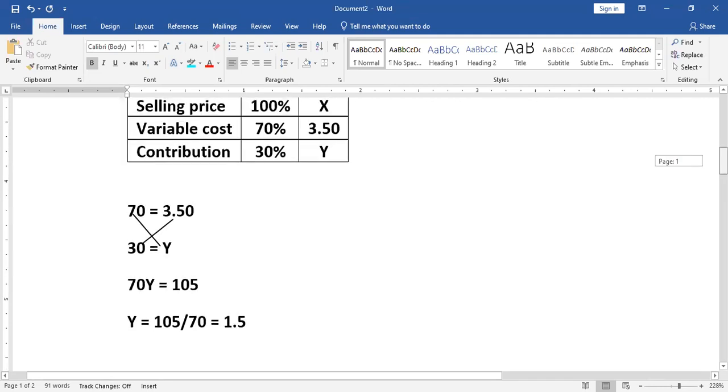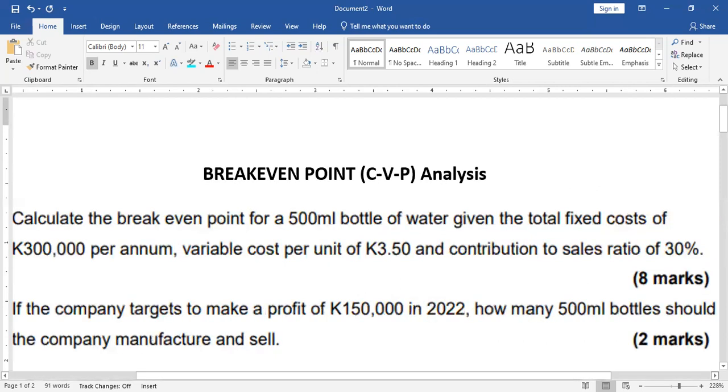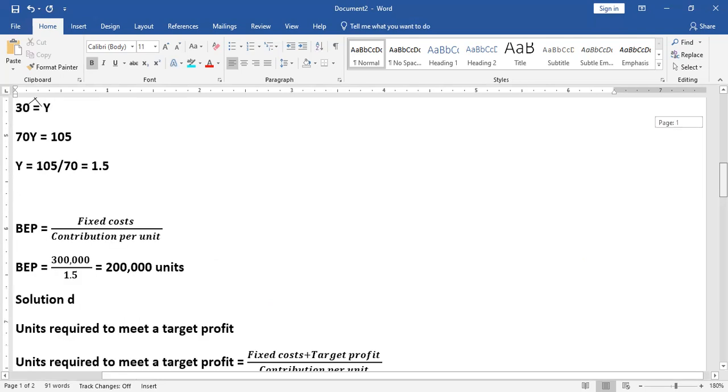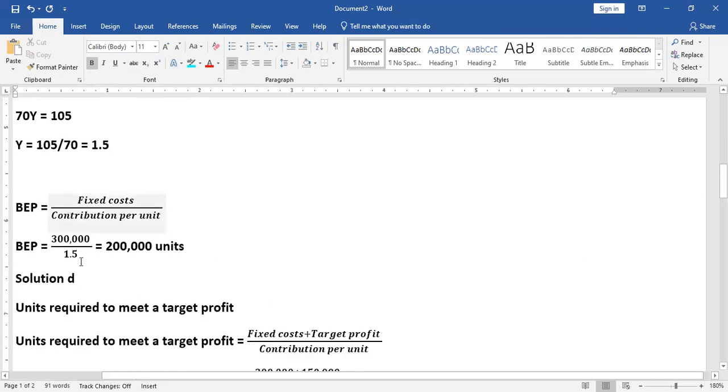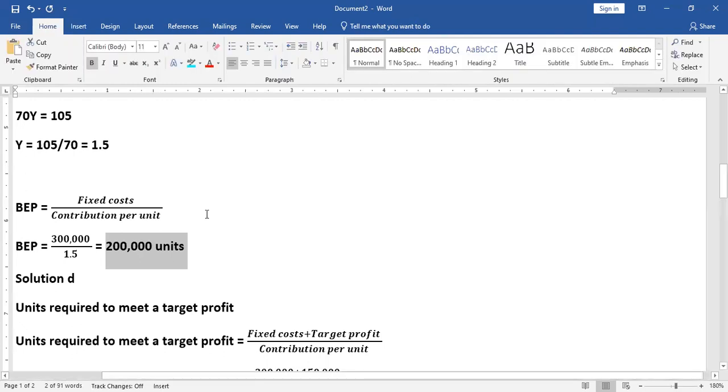Now from here, we can make headway. You've seen the question is asking for break-even point, and the fixed cost is given. So from here, I can quickly proceed to calculate the BEP. So break-even point is given by fixed cost, which is 300,000 there, over contribution per unit, which is 1.5, which we just calculated. So now I can say 300,000 divided by 1.5 gives me 200,000 units. So for the company to break even, they need to sell 200,000 units of 500 milliliter bottled water. Okay, that's the break-even point.